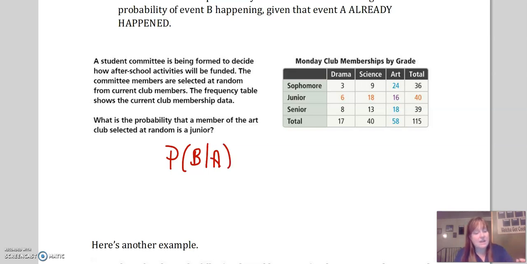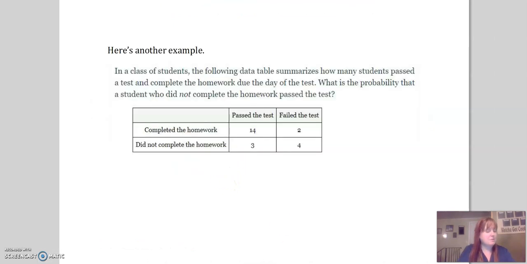So if I said the event B is being a junior, and the event A is being in the art club, then this reads: what is the probability of being a junior given that I know the person is already in the art club? Okay, let's look at some more examples.